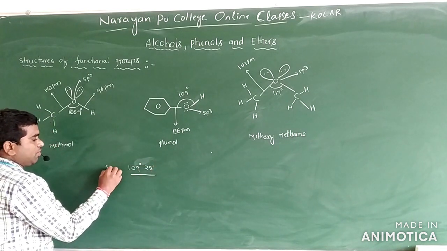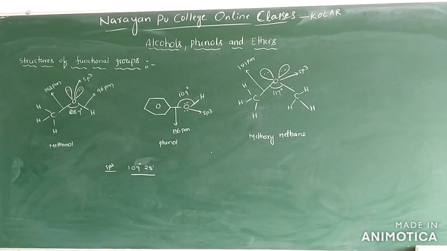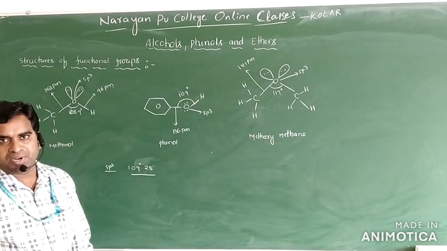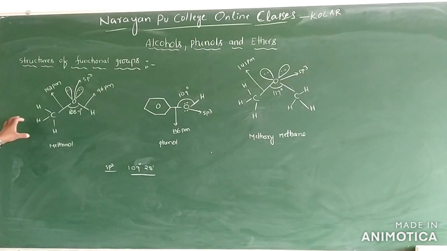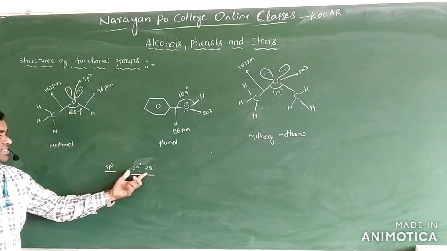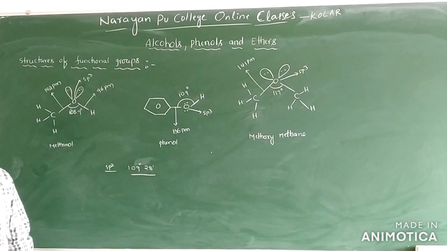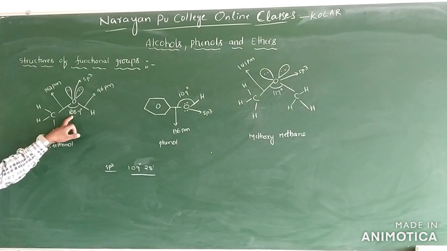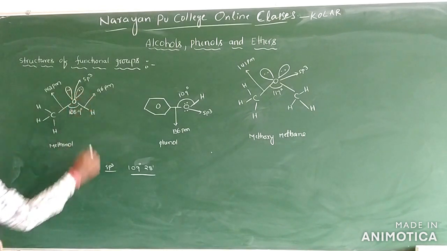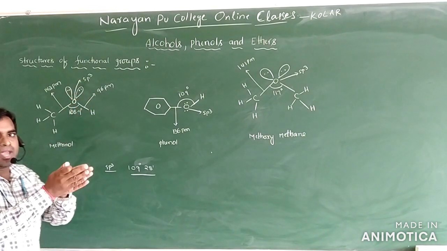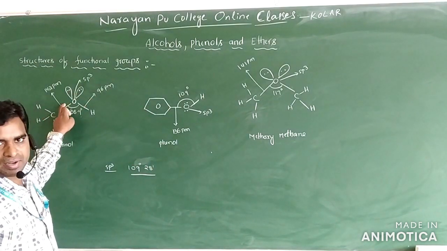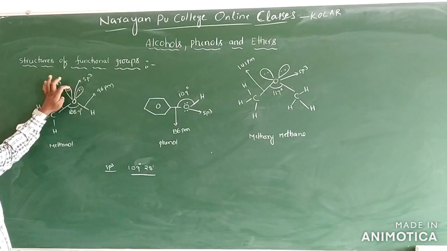Whenever any atom is sp3 hybridized, the bond angle should be 109 degrees 28 minutes. But if you see in the alcohols, simply methanol, the bond angle is less than 109 degrees 28 minutes. So what is the reason for that? Here, on the oxygen we have 2 lone pairs. You know that lone pair-lone pair repulsions are greater compared to lone pair-bond pair repulsions. So that's why, here 2 lone pairs are there.